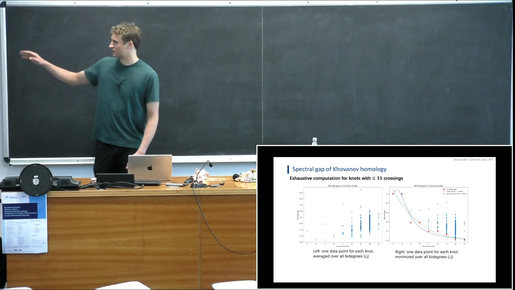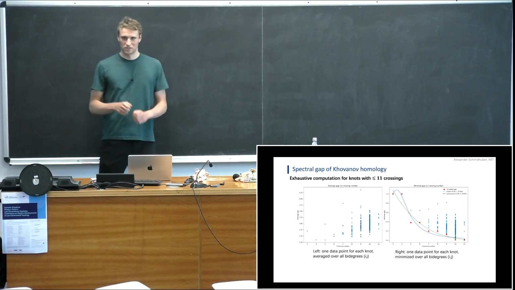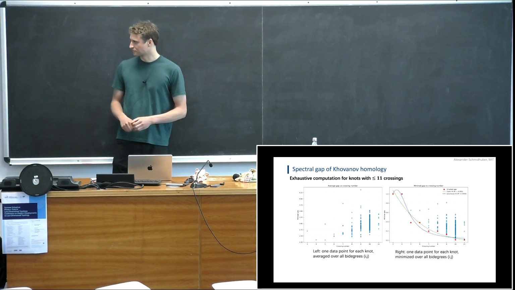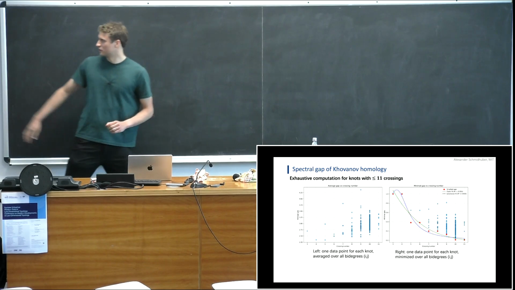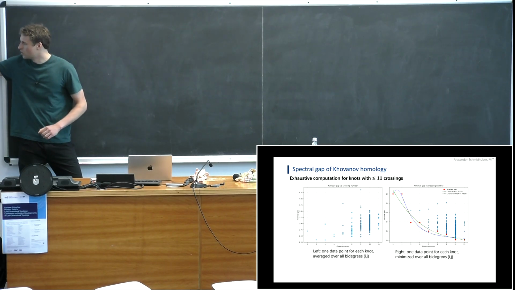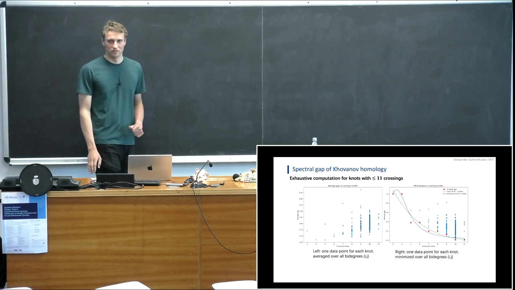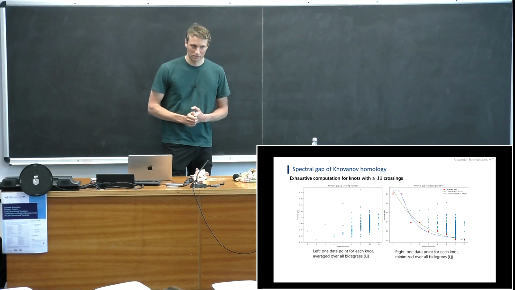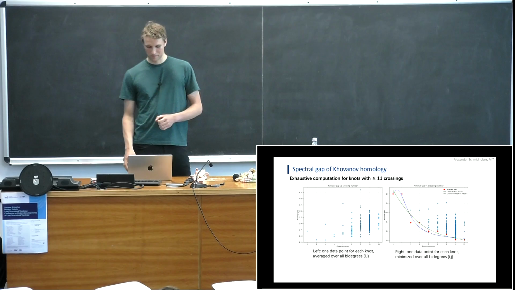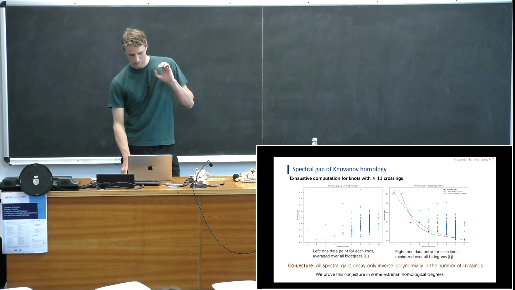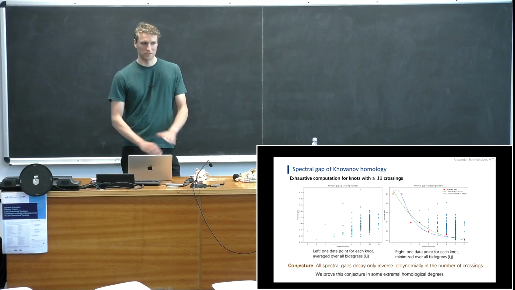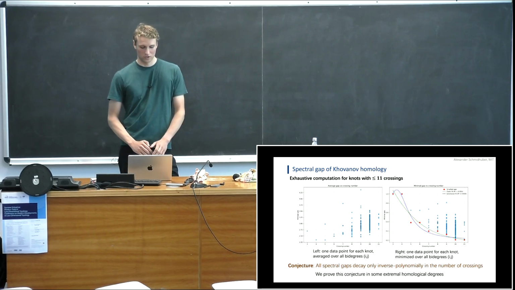The good news is that the gap seems to increase with the system size, whereas our worry was that it decays exponentially in system size. And even the minimal gap only seems to decay inverse polynomially. So we don't have strong evidence for this. Just by fitting the data, inverse polynomial fits are better than inverse exponential fits. So our conjecture is that actually all spectral gaps of Khovanov homology only decay inverse polynomially in the number of crossings.